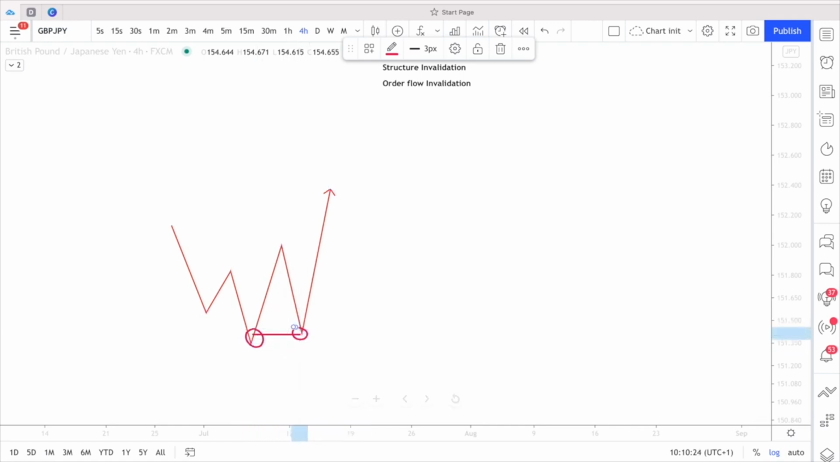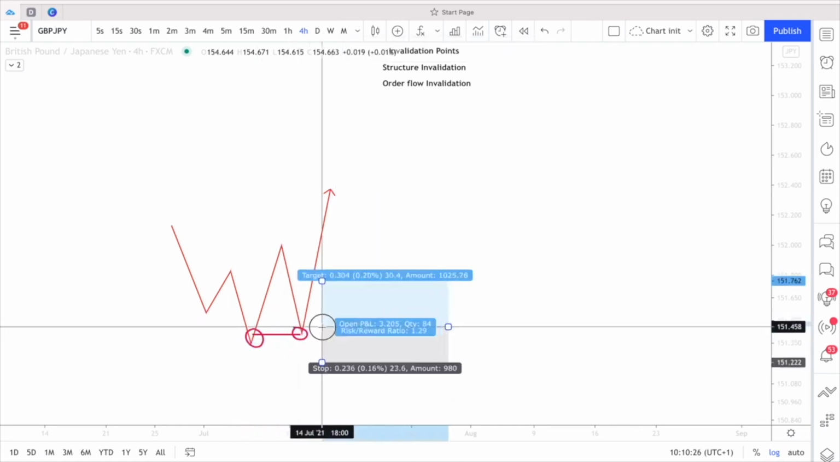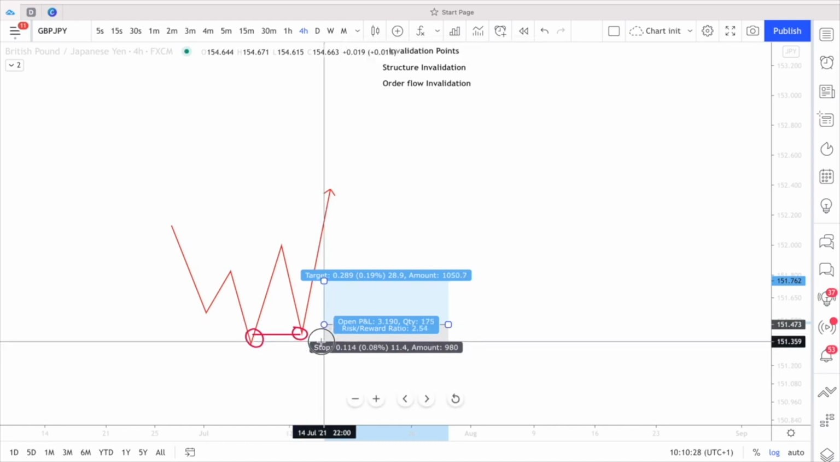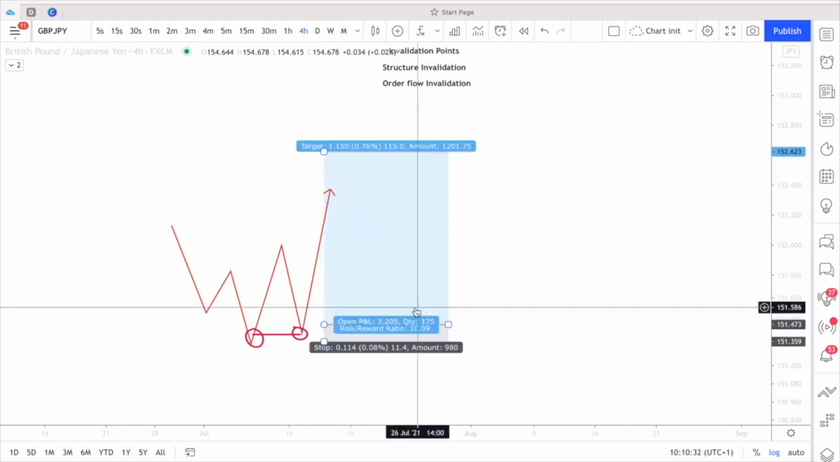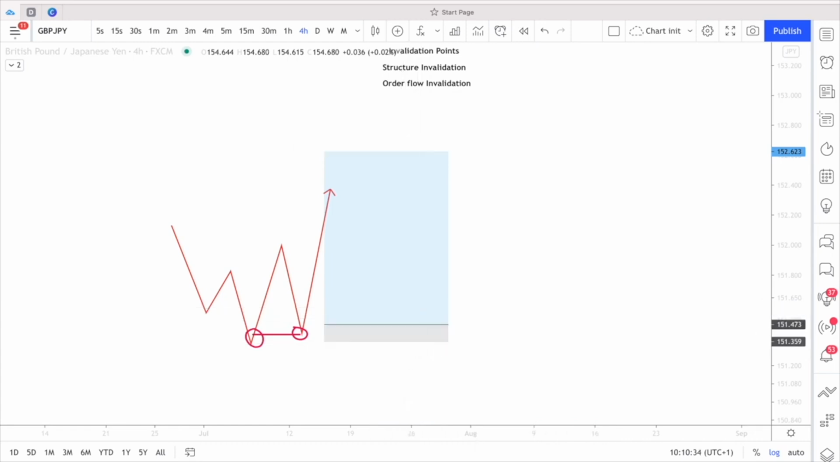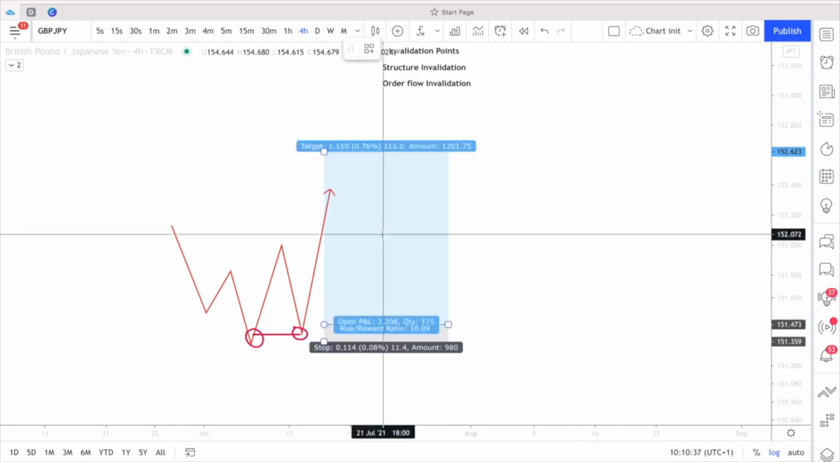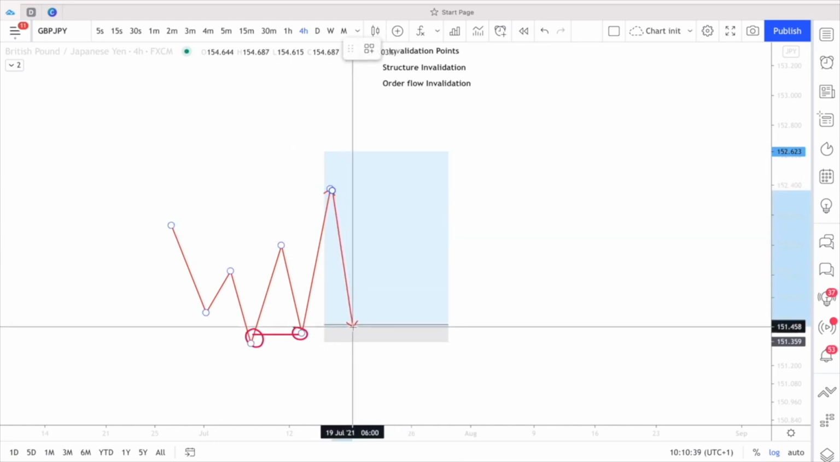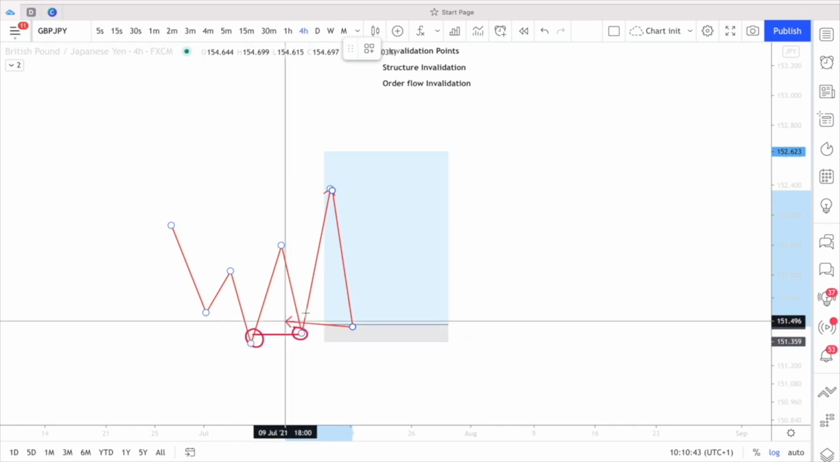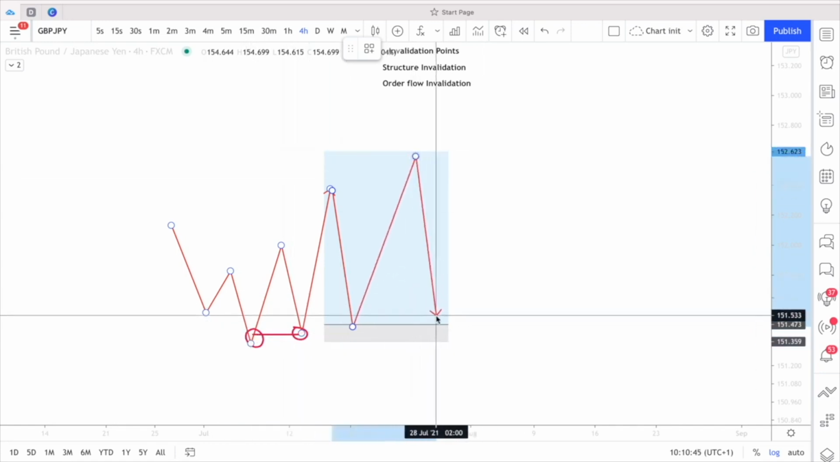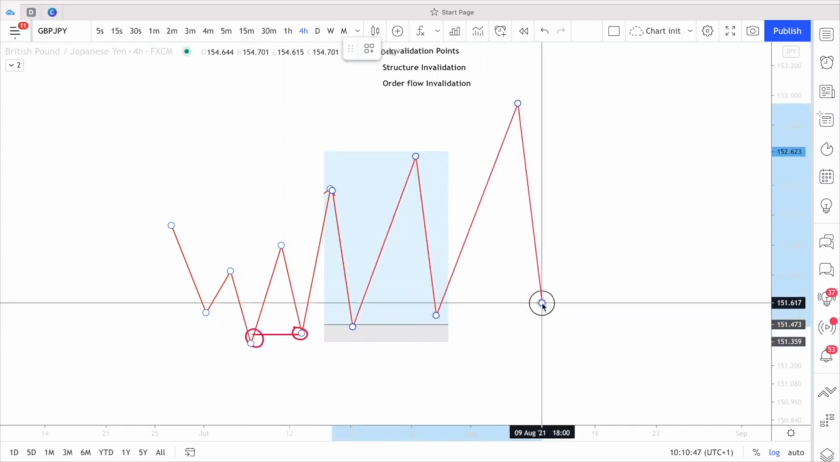So technically our invalidation point should be just below the last mitigation, because order flow is mitigation. If this was to continue as healthy order flow, price should in theory come back, mitigate the OB that caused the last mitigation, and then continue higher. And that's what we expect as healthy order flow.